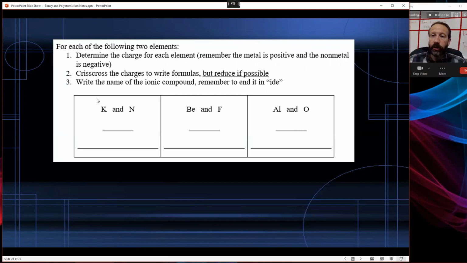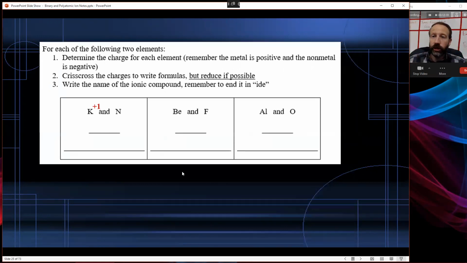Here are my symbols, K and N. Look them up on the periodic table to find the charges. Hopefully you see that K is a +1 and N is a -3. If you need to pause and find them on the periodic table to see why, please do so. So we have a +1 and a -3. That was step 2. Step 1, write the symbols. Step 2, find the charges. Step 3, crisscross and reduce. I don't normally write ones, so there we go, K3N. Three simple steps. That's all there is.